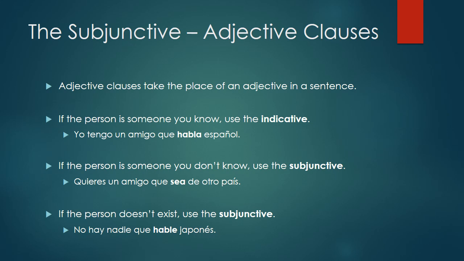But if the person or object is something that you don't know, that's when you use the subjunctive. Quieres un amigo que sea de otro país. You want a friend that's from another country, but you don't necessarily know that person.